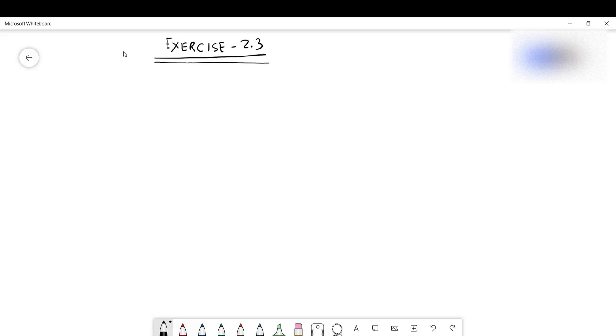Actually, the questions of this exercise, exercise 2.3, have maximum similarity to those questions of exercise 2.1. So here in this case, in the question we are asked to find out the solutions of the equations, and along with that we have to verify the results also, whatever we get on solving.